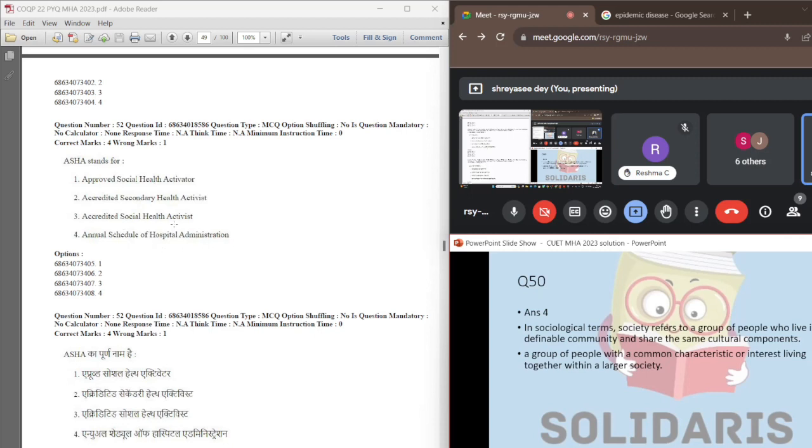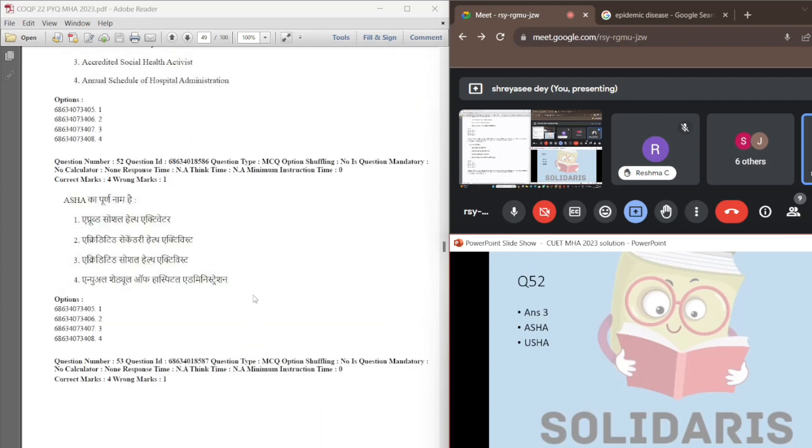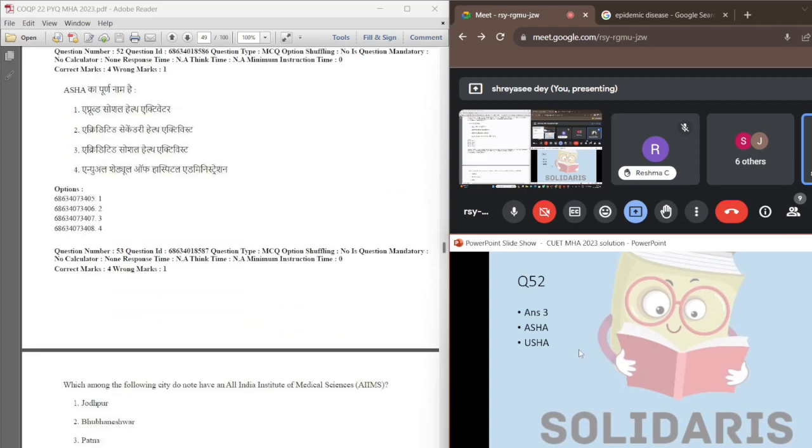Okay, so this question you have to know one more thing. The full form of ASHA is accredited social health activist, but ASHA is only available in the rural areas. The urban counterpart of ASHA is called USHA. The full form of USHA, I will add it in the PPT, is Urban Social Health Activist. So we need to remember both ASHA and USHA full form, so there can be some questions, right? Just remember, USHA is the urban counterpart of ASHA.